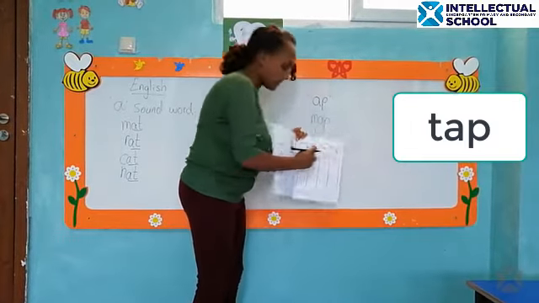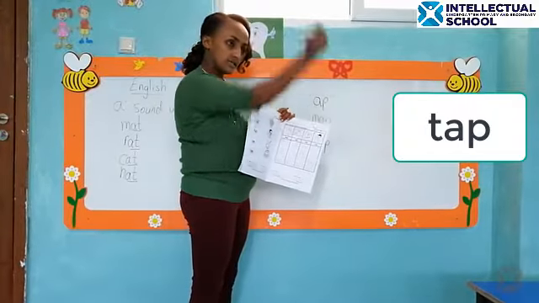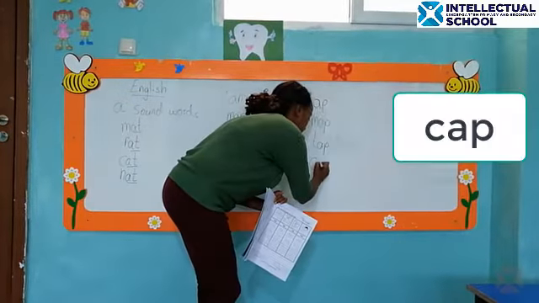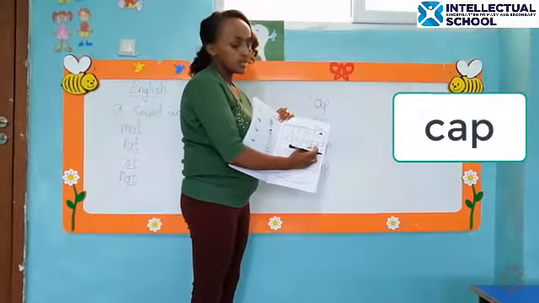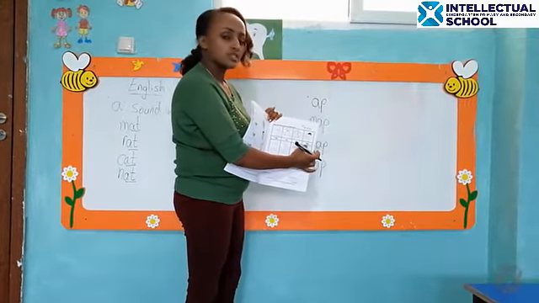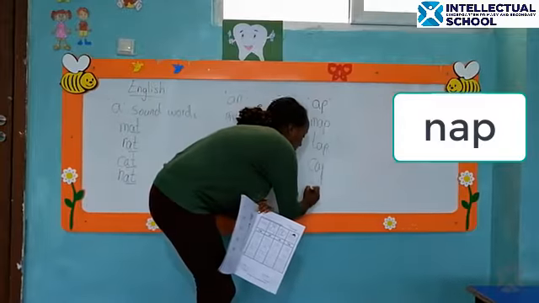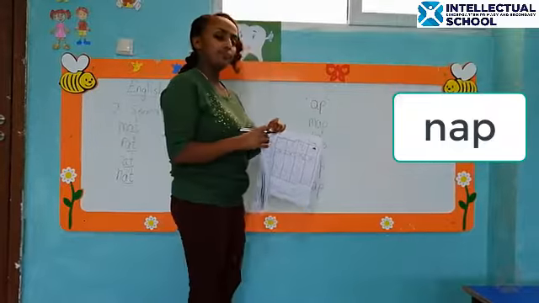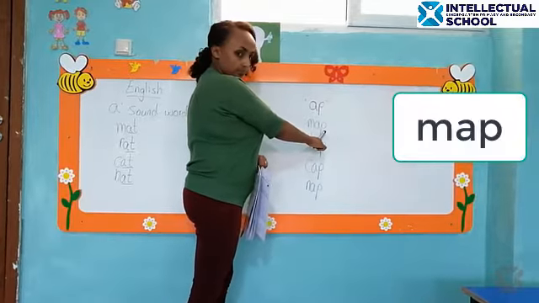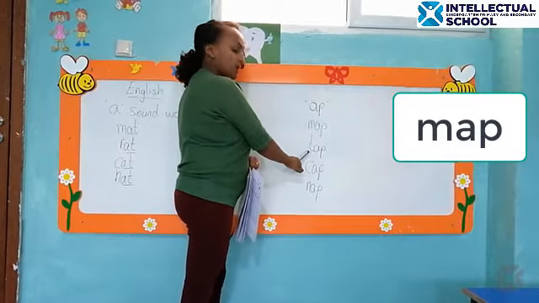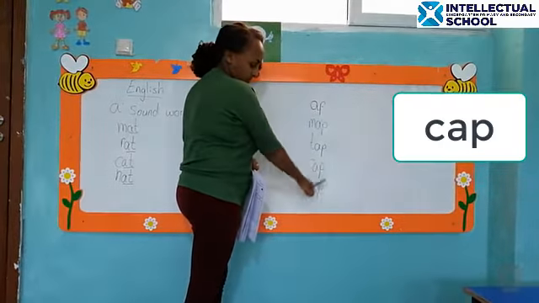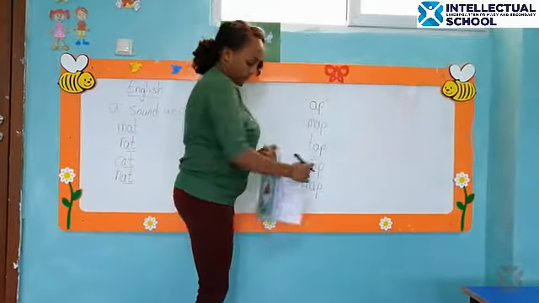Yes, it is tap. What is the third picture? It is something that you put on your head. That's cap. Yes. And the last picture is? On the last picture, what is the girl doing? Yes, she's taking a nap. And the word is nap. Okay, repeat after me, okay? Map. Tap. Cap. And the last one is nap.